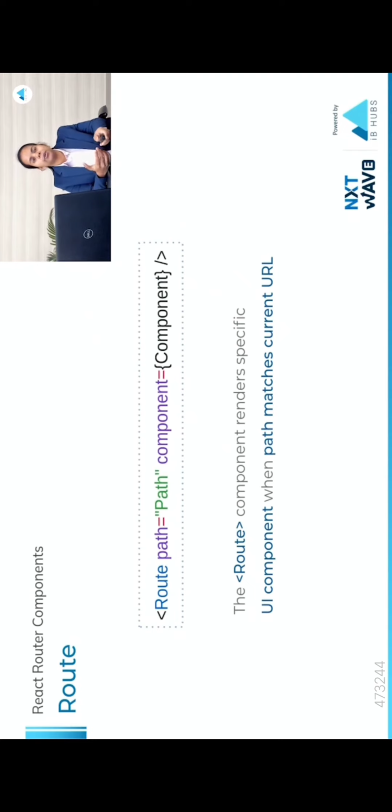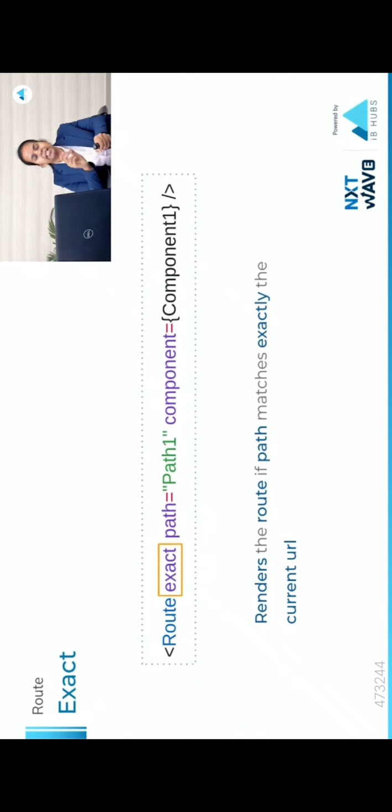Okay, clear? So here we'll use another keyword called exact, with which the URL will be exactly matched. The path and the URL will be exactly matched. So for that we'll add this extra keyword. The path and the URL have to be exactly matched, so we have to add this keyword.